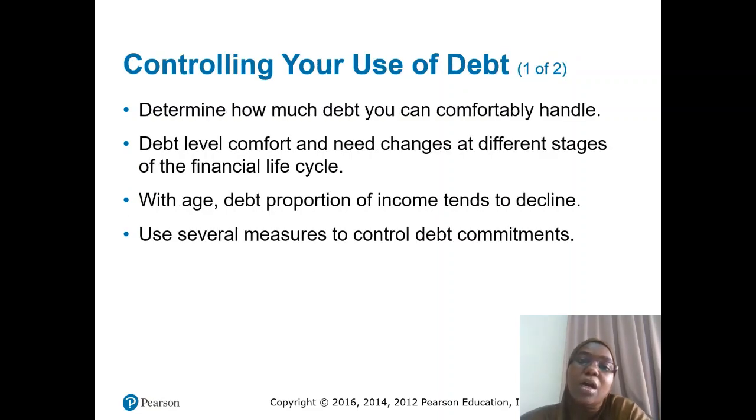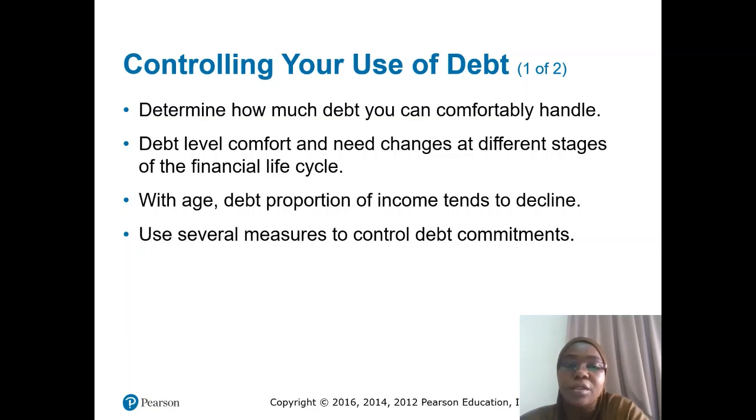How do you control your use of debt? One of the ways is to determine how much debt you can comfortably handle. Don't chew more than you can swallow. Don't do more than you can do. I mean, you don't do more than your income can absorb.